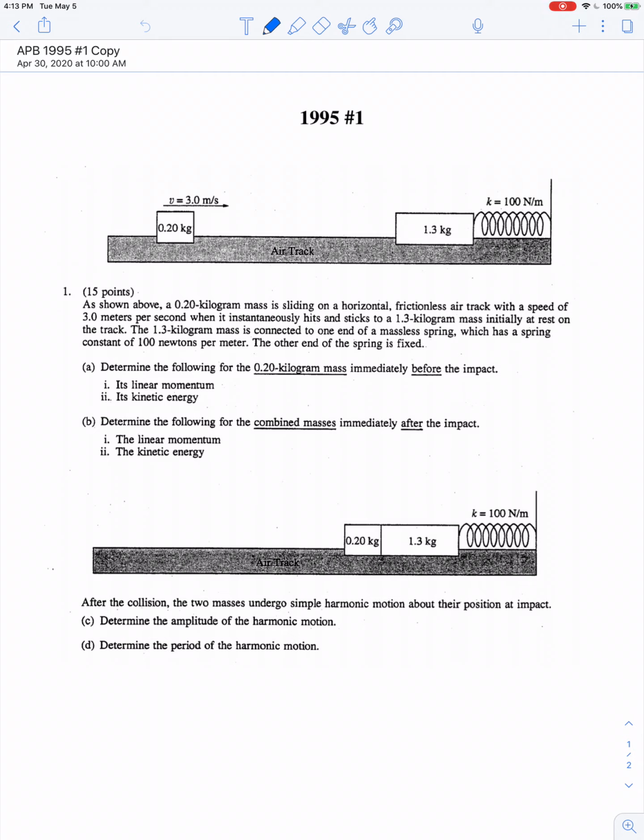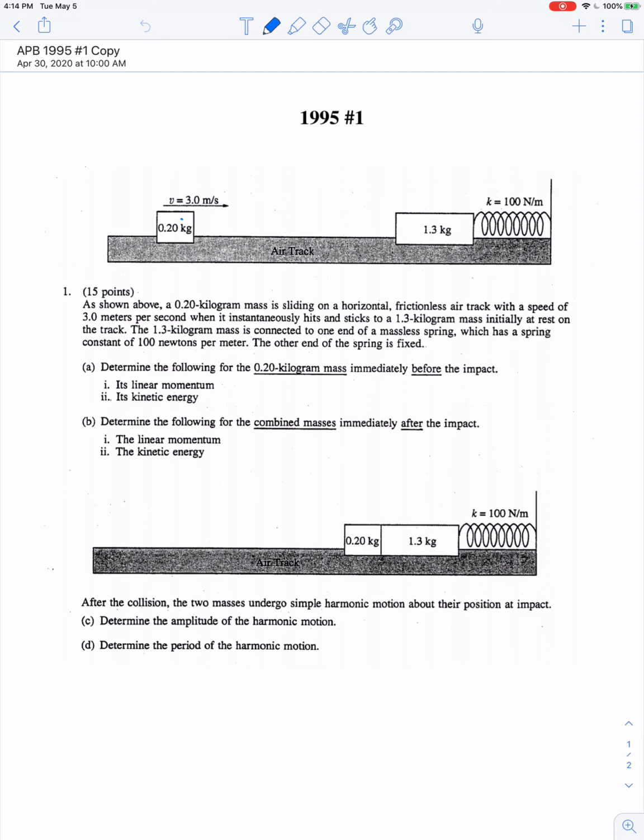If you'd like to take a moment and print yourself a copy, then you can hit pause and resume once you're ready to copy notes onto your own copy of this problem. Okay, so welcome back. Let's jump into it here.